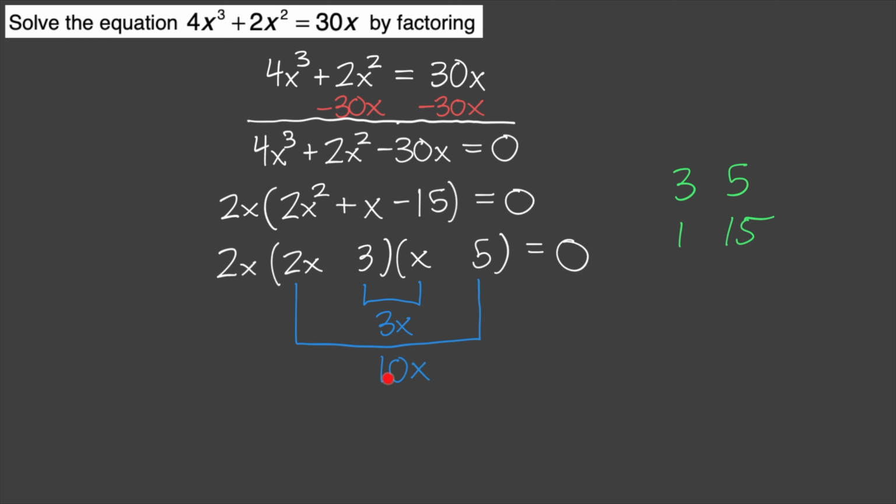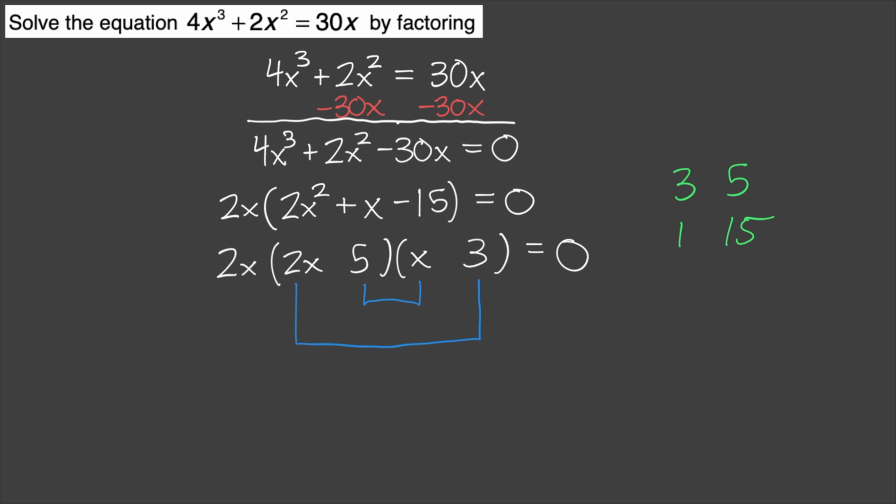So we have 3x and 10x. Do they have a difference of 1x? No, because they have to have a difference of 1. So that means 3 and 5 doesn't work. So let's go ahead and try to switch them. So let's switch the 3 and the 5, and maybe that'll work. All right, so we have 5 now and 3.